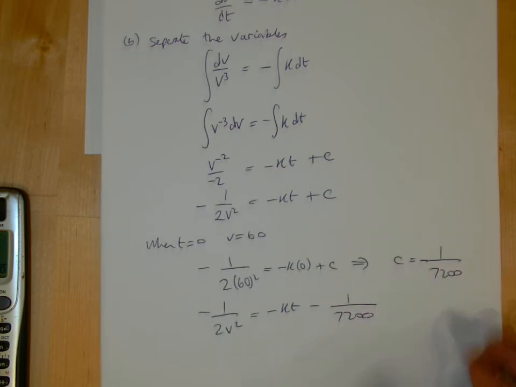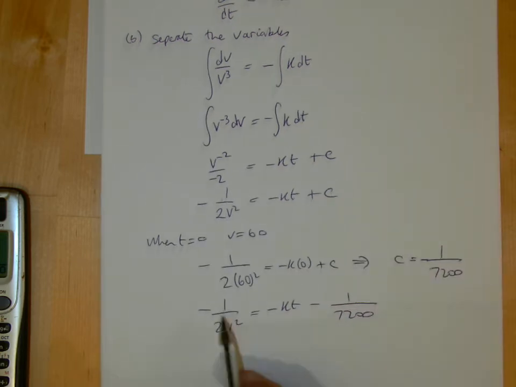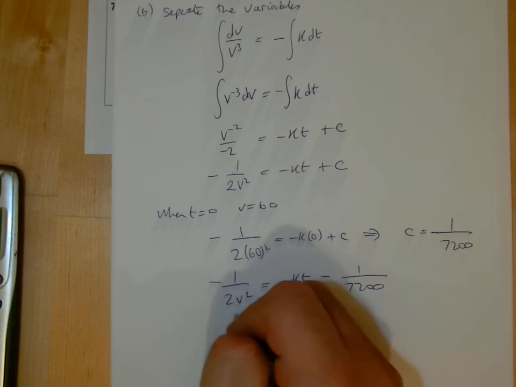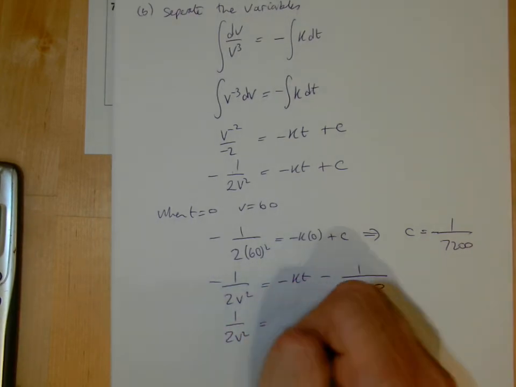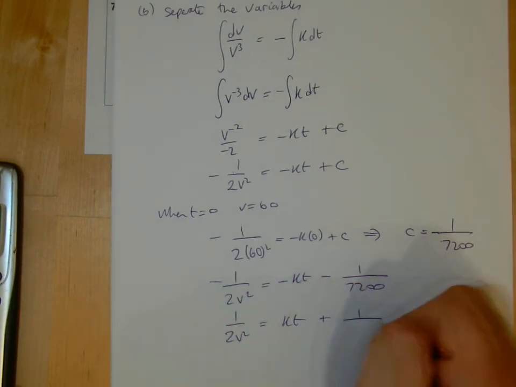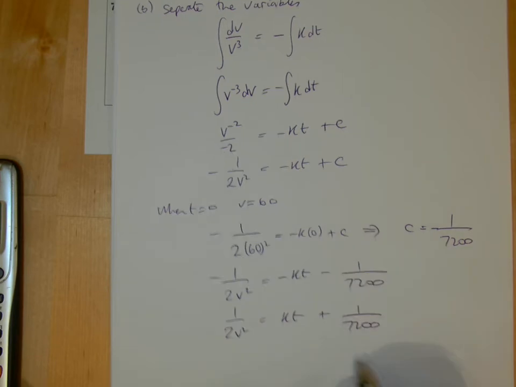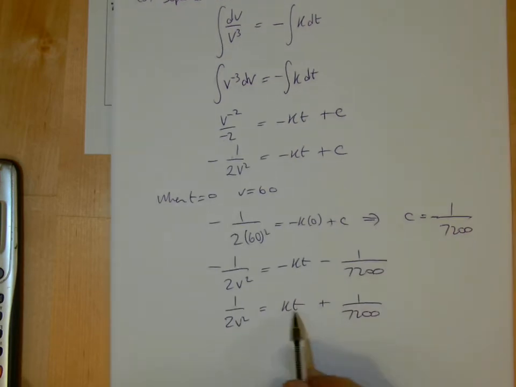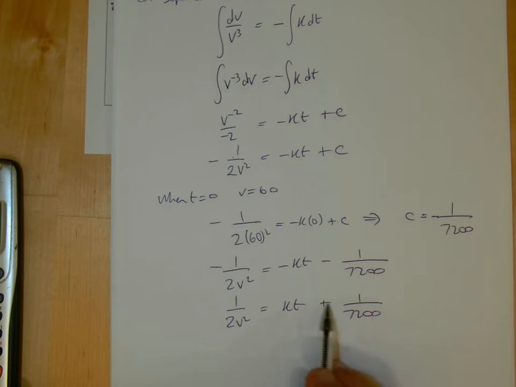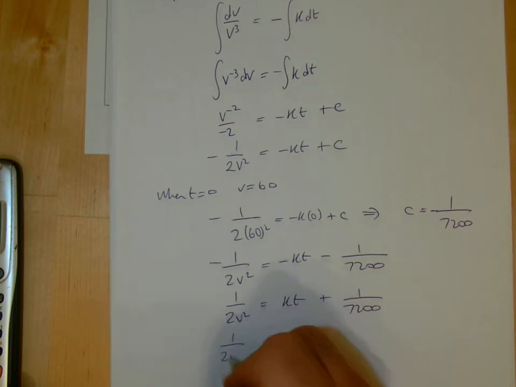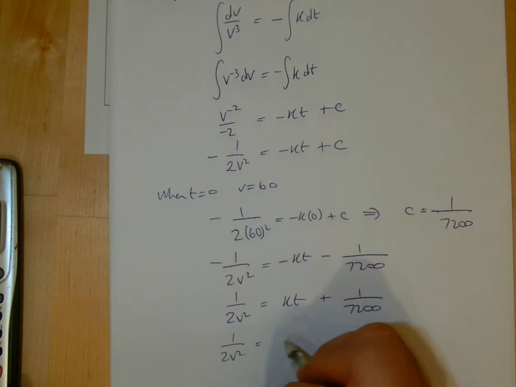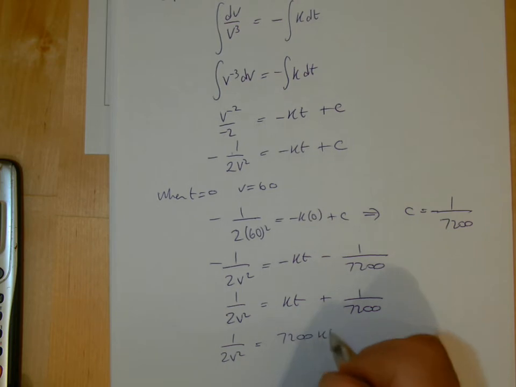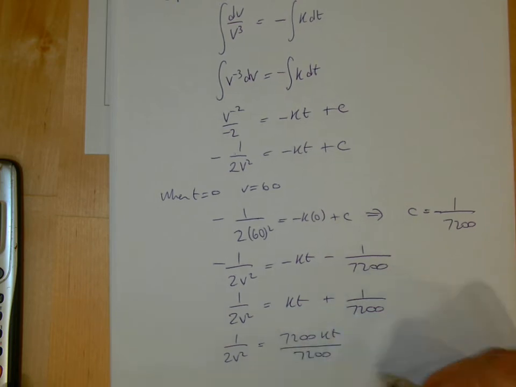Okay, so there's a few things you can do here. First of all, because they're all minuses, I'll just change the signs. So I can say 1 over 2V squared is kt plus 1 over 7,200. Perhaps what I'll do, just like in the previous question, I want to put these two together. It'll be sensible to write this as a single fraction. So if I scale this up so it's a fraction, I can write that as 7,200kt over 7,200, just by scaling it up.